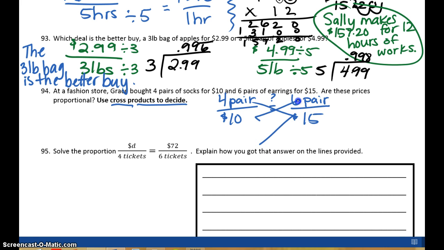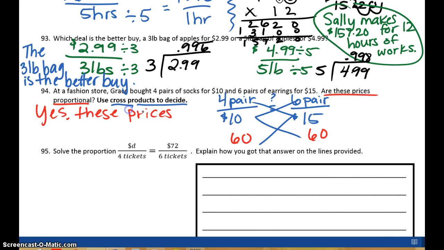So then I'm going to use cross products. I do exactly what it tells me to do, find my cross products, that shoelace method, and compare those products to see if they're proportional or not. If they're equal, then they are proportional. If they aren't equal, then they aren't proportional. So 6 times 10 is 60. 4 times 15 is also 60. So in this case, I'd say yes, these prices are proportional, because it's asking us, are these prices proportional?